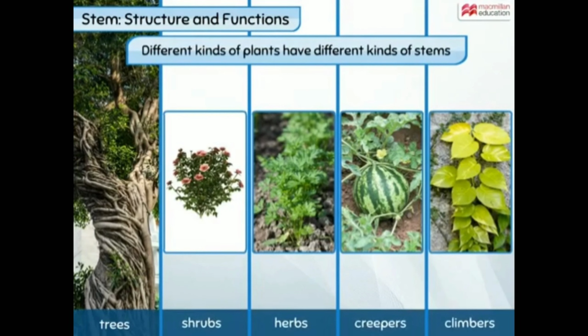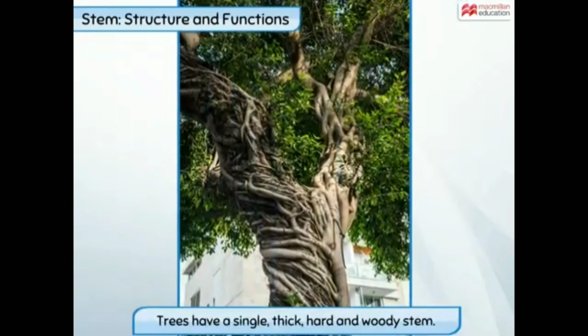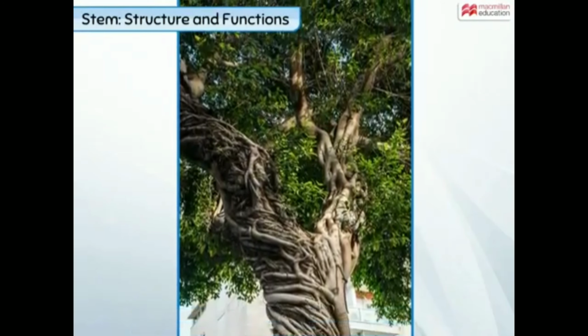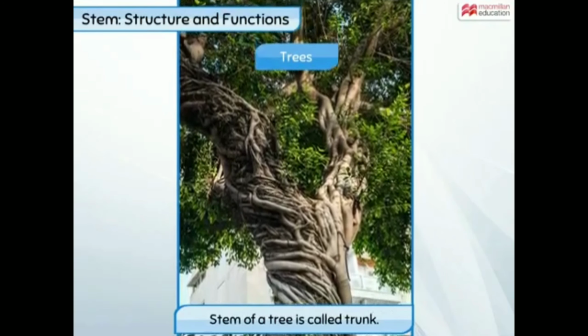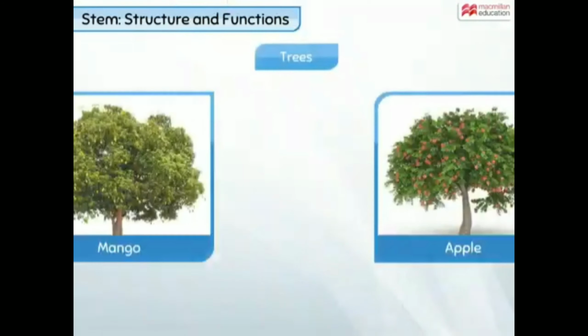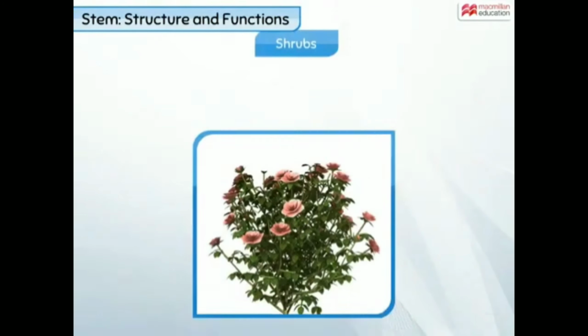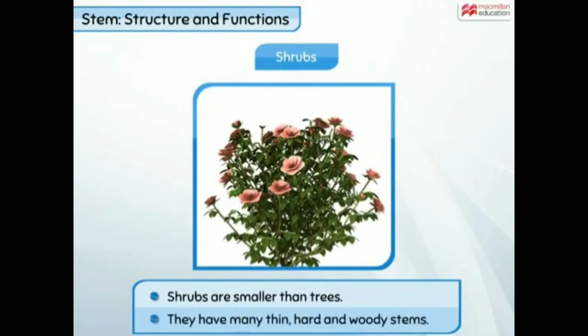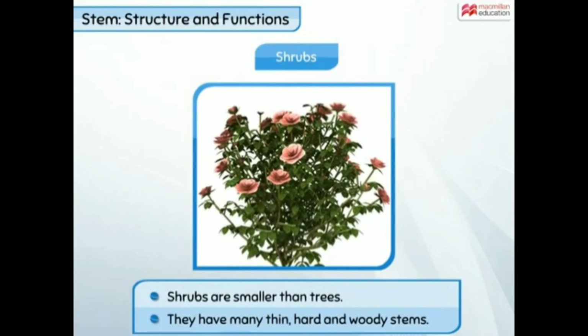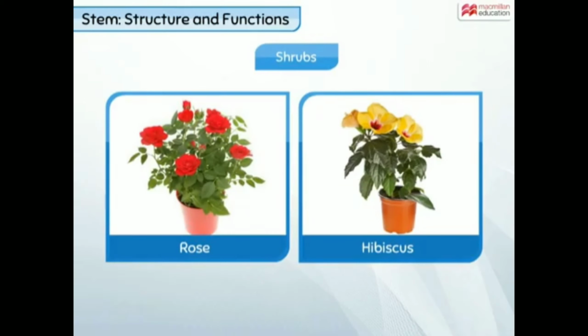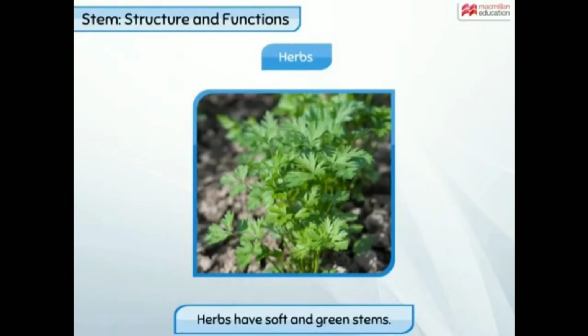Then name a plant based on the type of the stem it has, and explain the various functions of the stem. Different kinds of plants have different kinds of stems, like trees, shrubs, herbs, creepers, and climbers, already told. These things were already shown in the previous video. For a tree, its stem is known as the trunk.